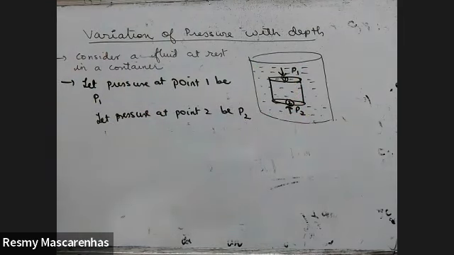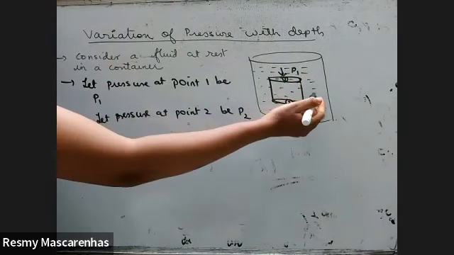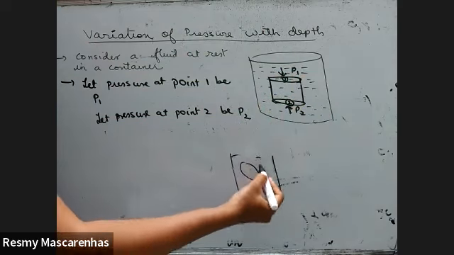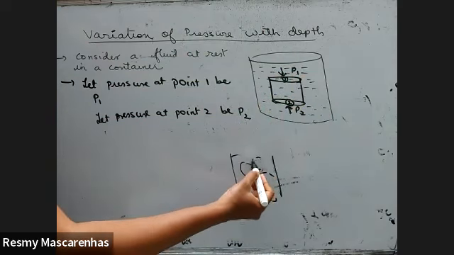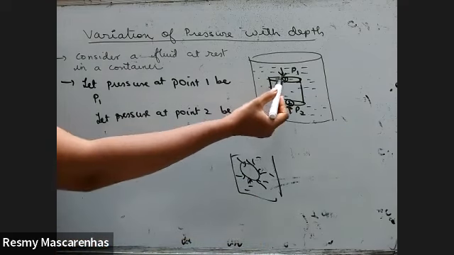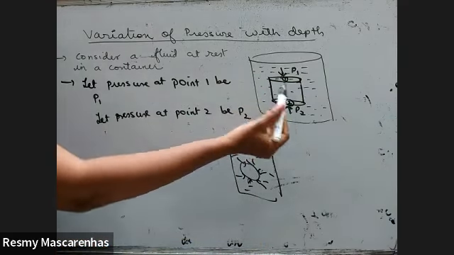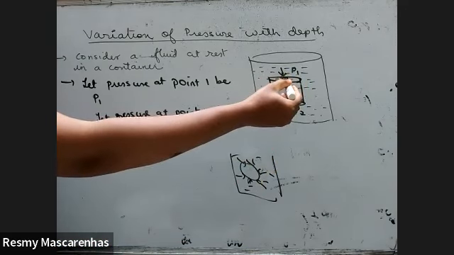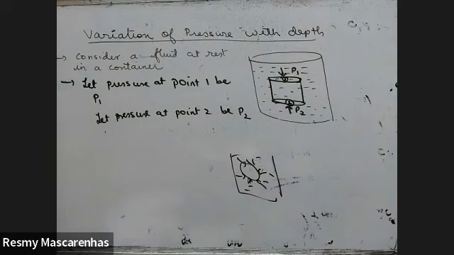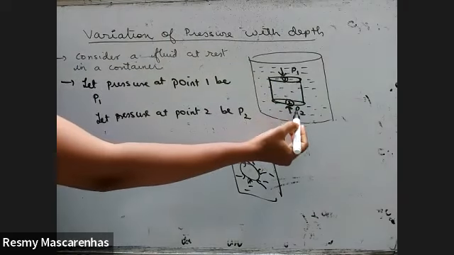If you assume anything inside, there's some fluid. Obviously, any object when you place inside a fluid, we have seen that there's always a pressure exerted on it from that fluid. Okay, so we are just assuming only 2 points. So obviously this fluid is exerting pressure at point 1 and at point 2 also. So at point 1 let the pressure be P1 and at point 2 let the pressure be P2.